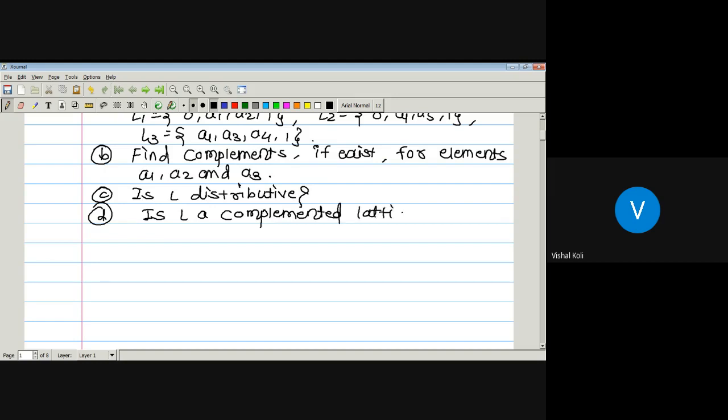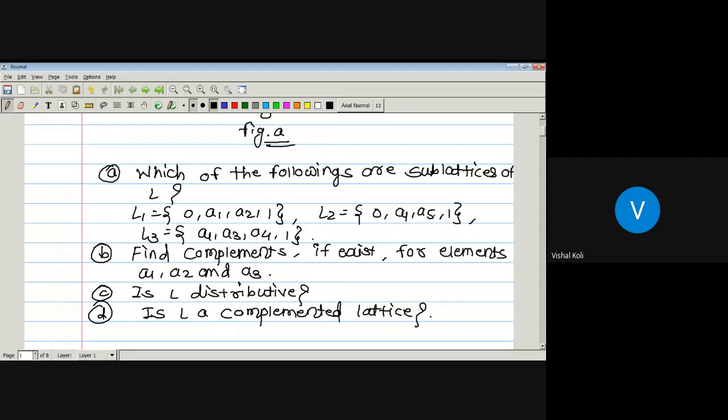Okay. So in the first one we have given three sets, which are non-empty subsets of a lattice L. L1 is nothing but 0, A1, A2, 1. L2 is nothing but 0, A1, A5 and 1. L3 is nothing but A1, A3, A4 and 1. And we have to check whether these non-empty subsets form sublattices of the lattice L or not.